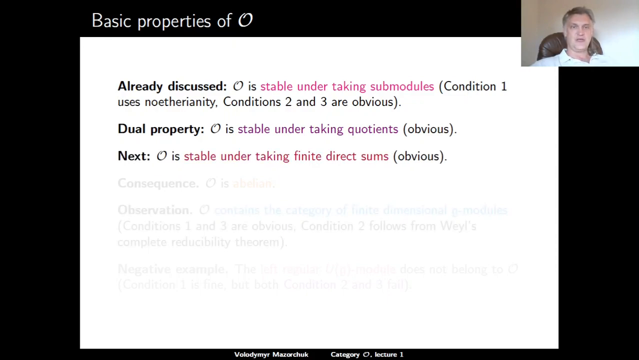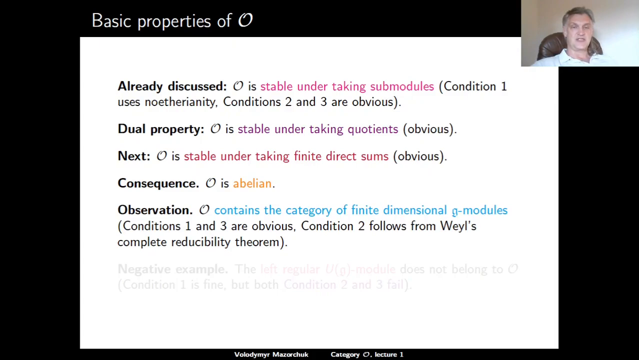The next property is that category O is obviously stable under taking finite direct sums. The consequence of this is that category O is actually an abelian subcategory of the category of all G modules. So the abelian structure of the category of all G modules is inherited by category O. Still, it is quite a big category, as we will see in the next lecture, when we will show that it contains continuum many simple objects.